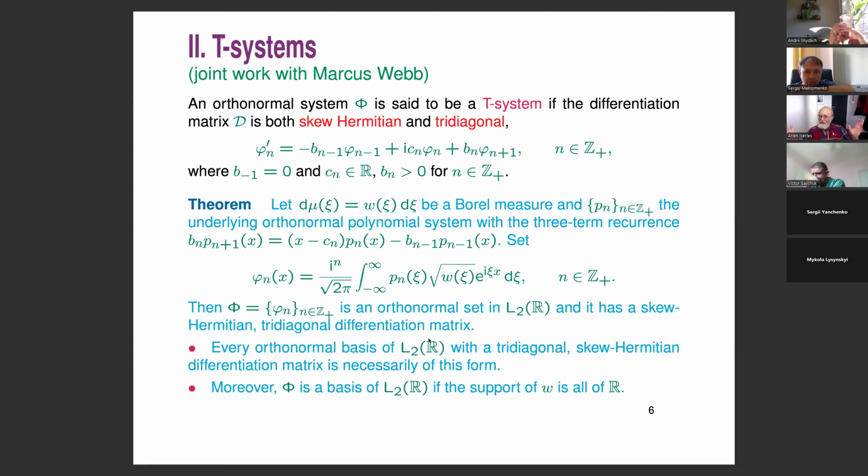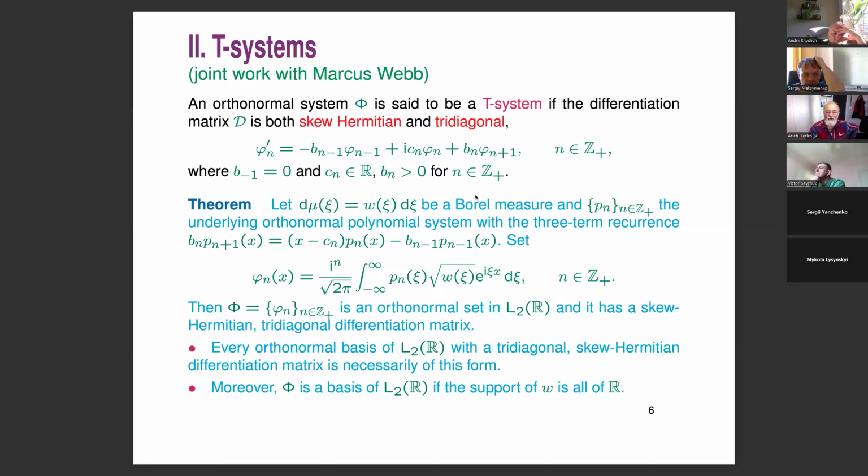Why tridiagonal, you may ask? Because then all the algebraic operations with this matrix are very, very simple and very fast. So in other words, we want this sort of differential recurrence relation. Phi_n derivative is a linear combination of phi_{n-1}, phi_n, and phi_{n+1}, consistent with skew-Hermitian matrix, and without loss of generality, I can assume that all the b_n's are positive and the c_n's must be real. That's it. Remember this. This is really a fundamental relationship.